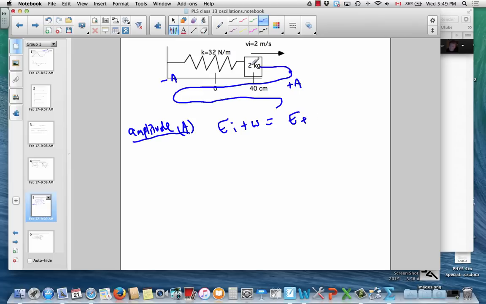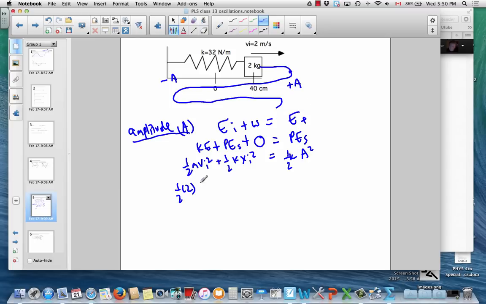So the energy at the beginning, this picture right here, it's moving, so we have kinetic energy. And the spring is stretched 40 centimeters from equilibrium, so we have spring energy. There's no friction or dissipation, so no non-conservative work. And then at the end, when it stops, there's no kinetic energy, there's just spring energy. So we've got 1/2 m v initial squared plus 1/2 k x initial squared equals 1/2 k, and we're going to call the final stretch of the spring this amplitude A.